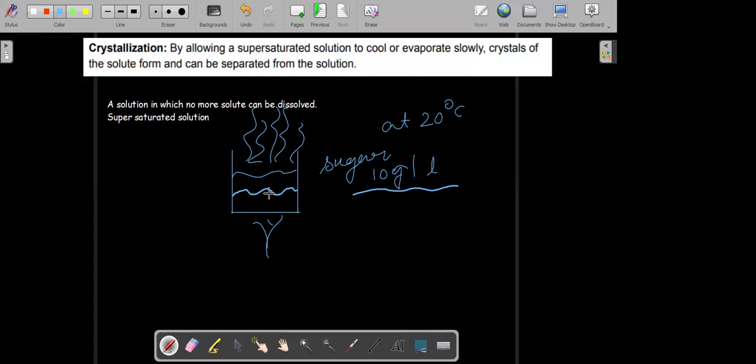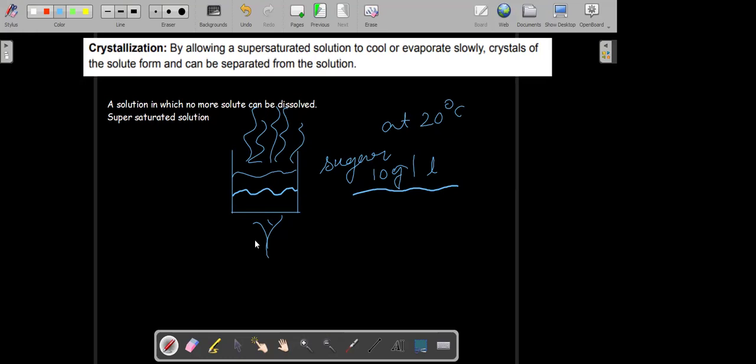So whatever sugar particles are formed over there, they will start separating out. As the temperature decreases, they cannot remain in the solution because solubility has decreased. It is just like when you are decreasing the temperature, you are decreasing the space. And when you decrease the space, the substances which are there will be removed out.